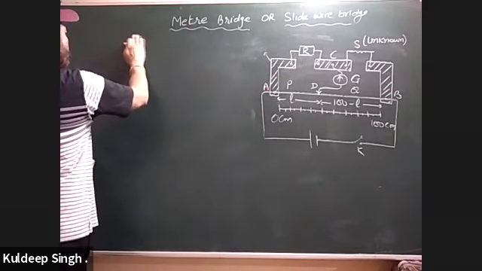They are connected here. And the null point is found to be at L centimeter from point A. From here, the null point is at L centimeter. So this is the first part of the numerical.